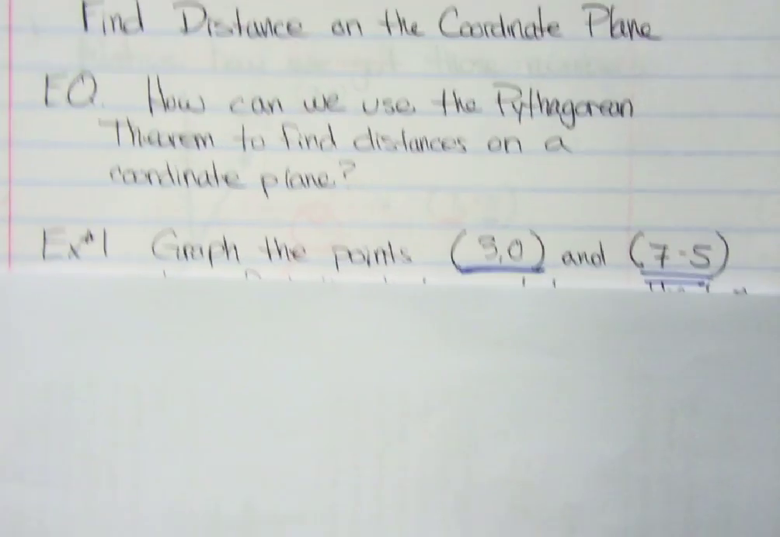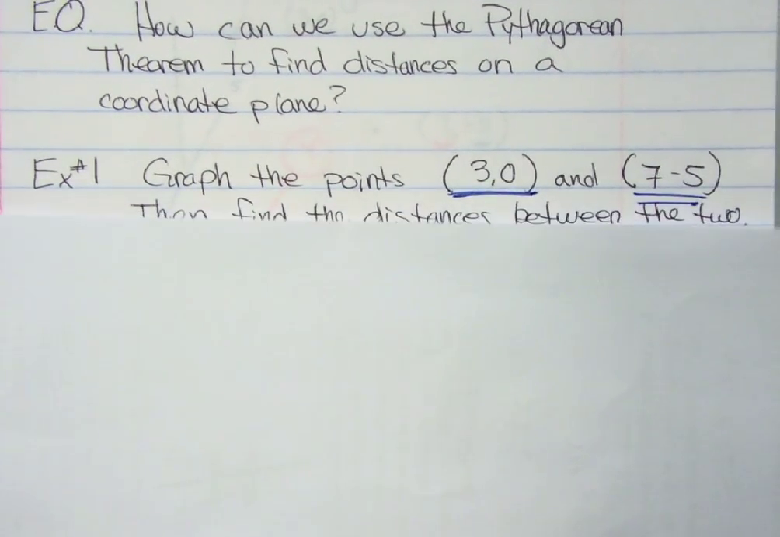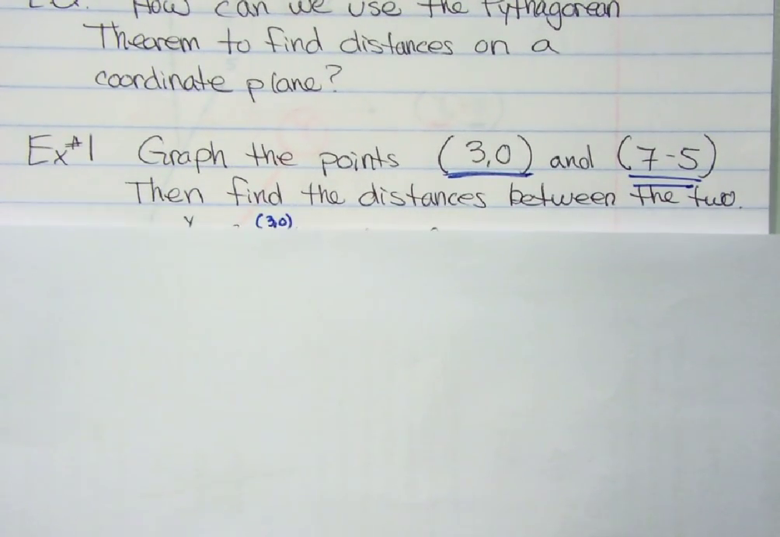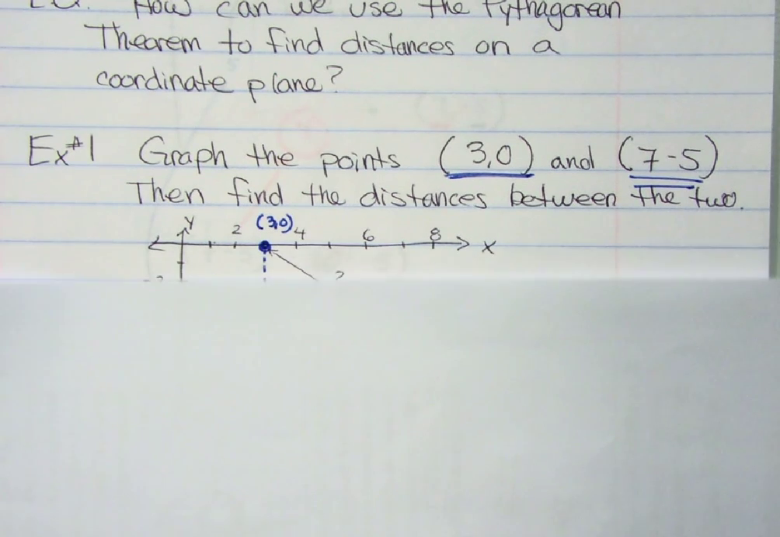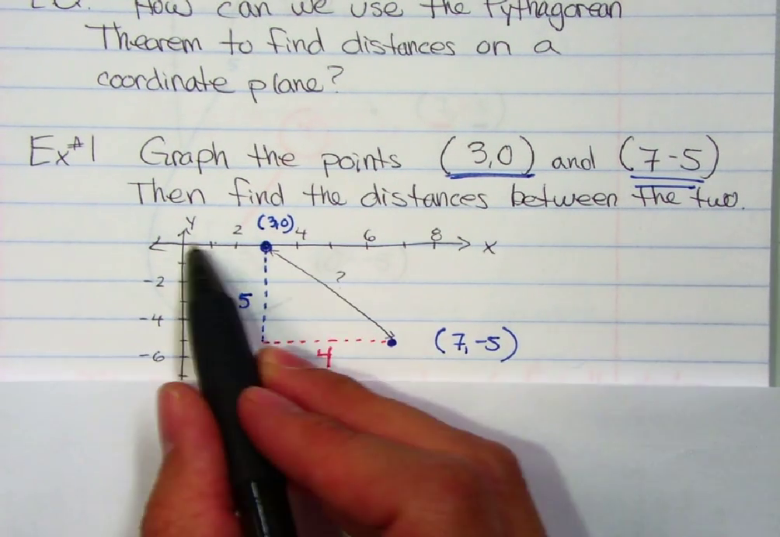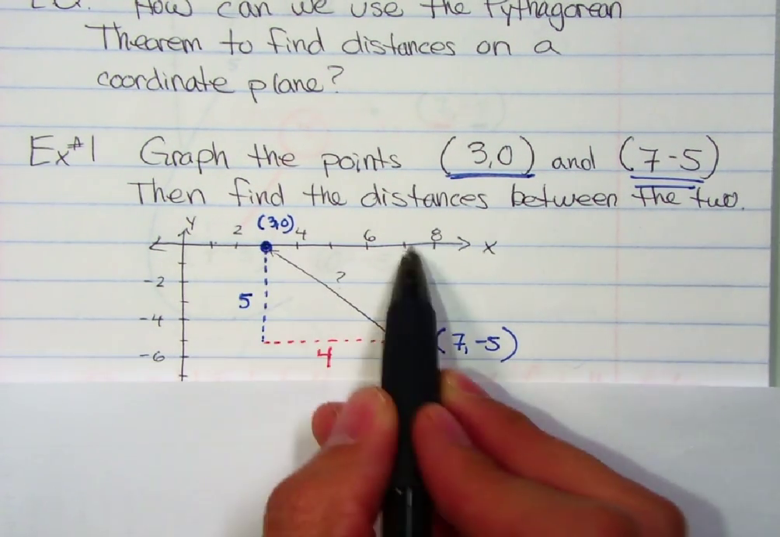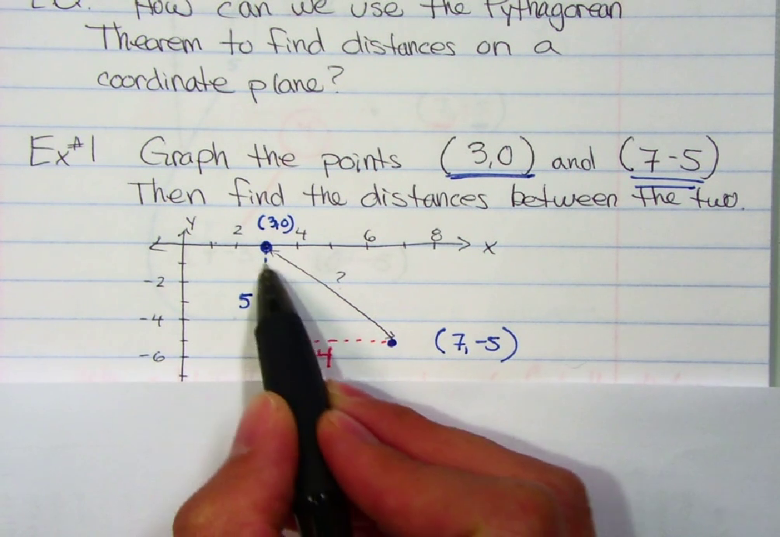So let's start off with an example. It says, graph the points 3, 0, and 7, negative 5. Find the distance between the two. So I start off and do that. 3, 0, that's here. 7, negative 5, that's down here. I want to know this distance.